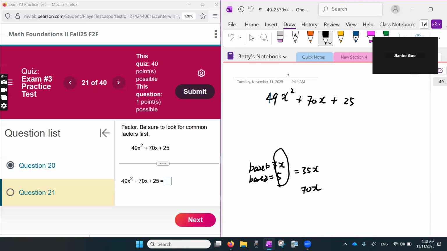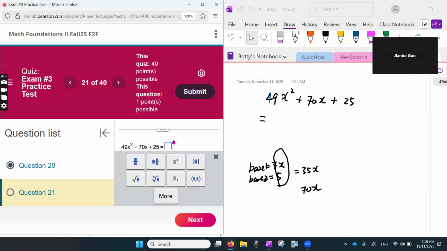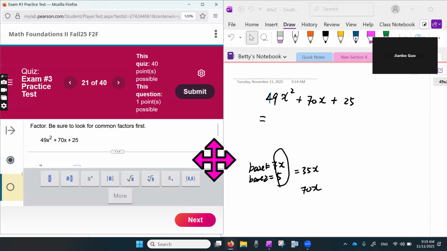So basically, I'm saying this trinomial is a perfect square trinomial. The two bases are 7x and 5. So we can factor this trinomial as (7x + 5) to the power of 2. I need to make this smaller.